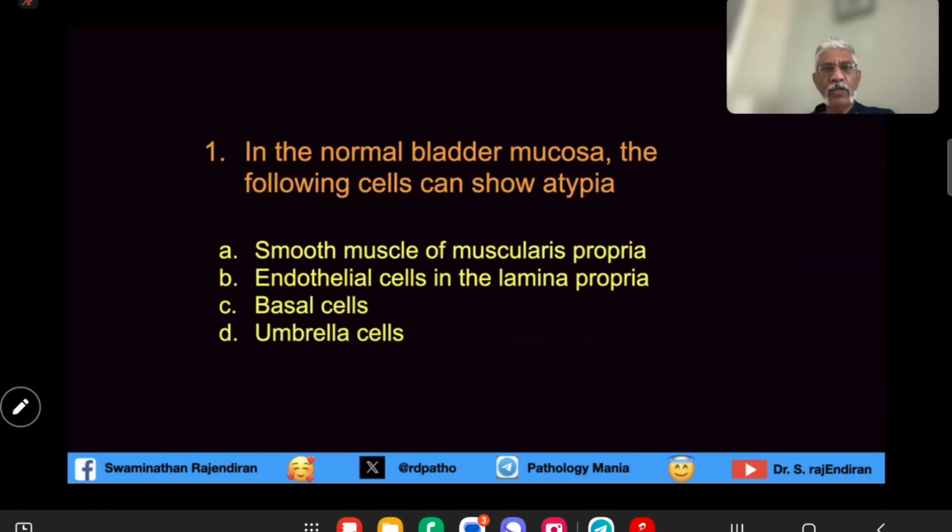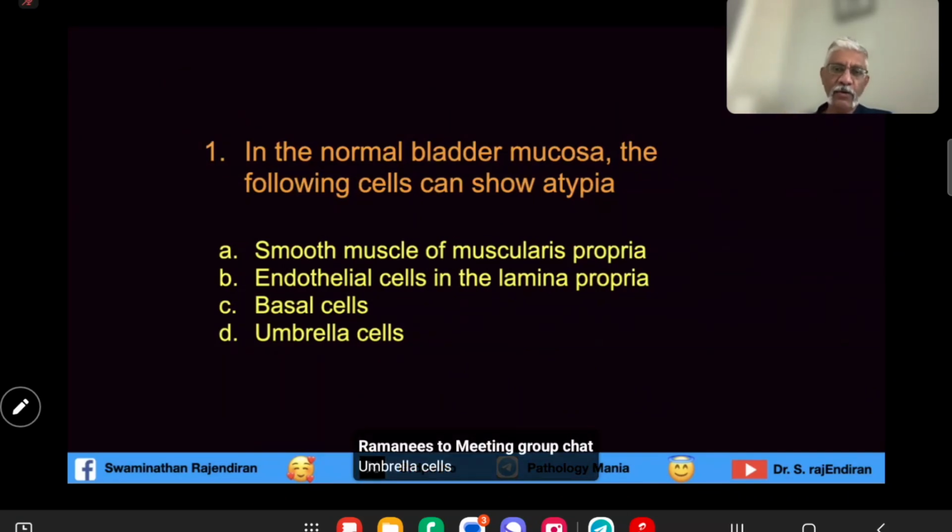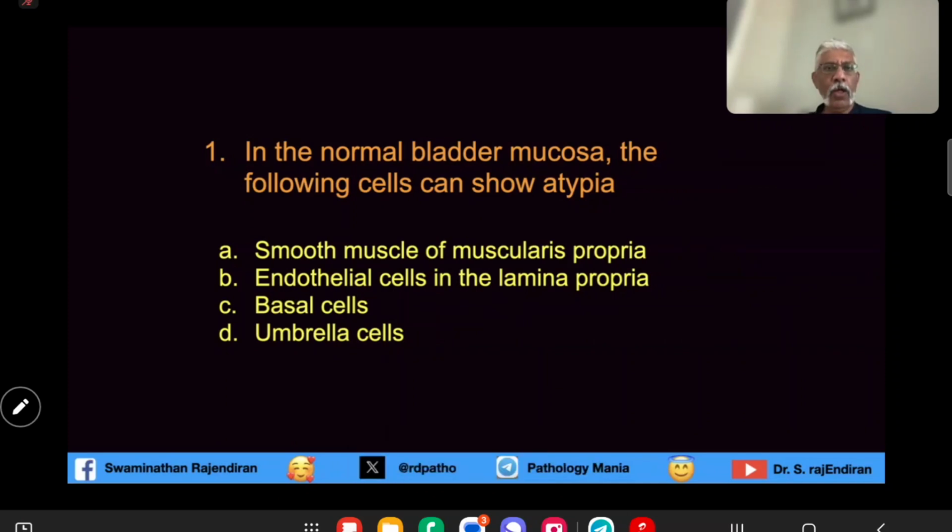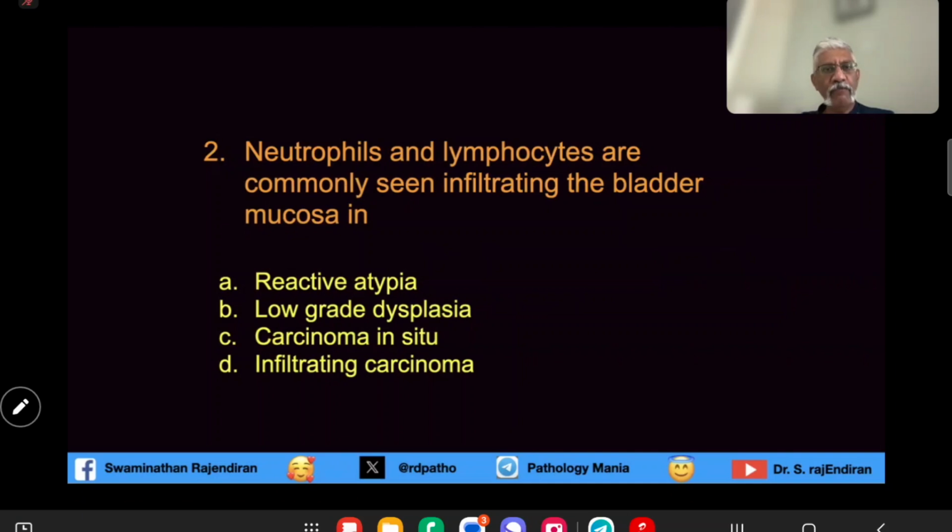In the normal bladder mucosa, the following cells can show atypia: smooth muscle of muscularis propria, endothelial cells in the lamina propria, basal cells, umbrella cells. Just select one response. Question number 2: neutrophils and lymphocytes are commonly seen infiltrating the bladder mucosa in A. Reactive atypia, B. Low-grade dysplasia, C. Carcinoma in situ, D. Infiltrating carcinoma.